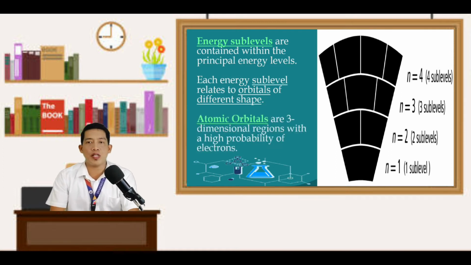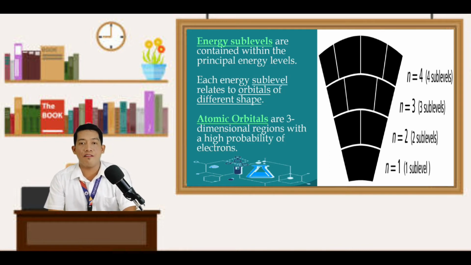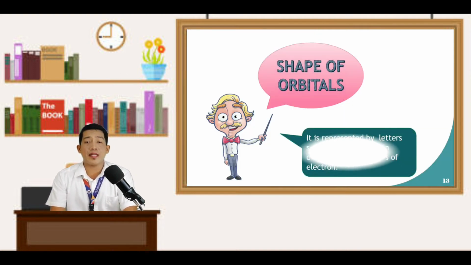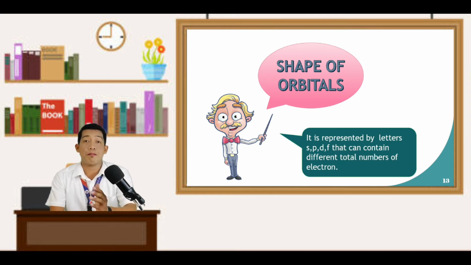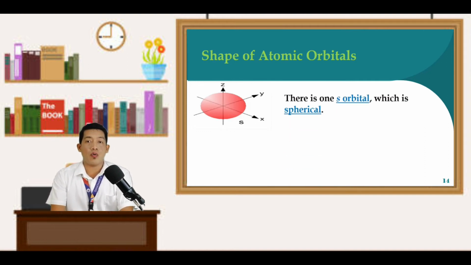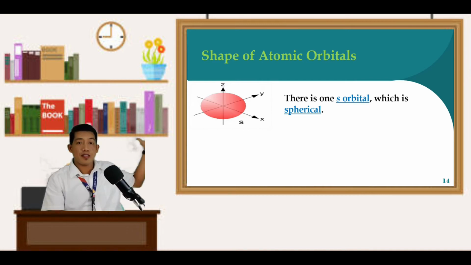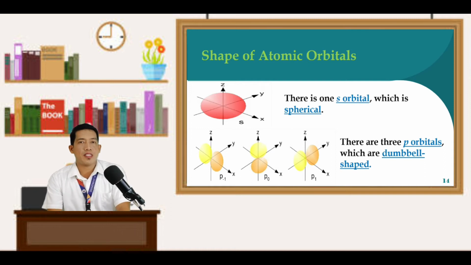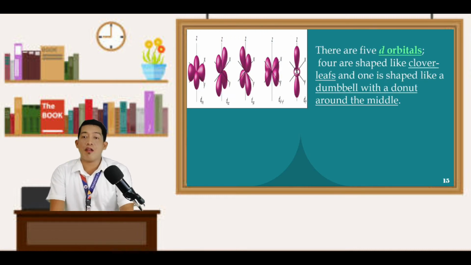Atomic orbitals are three-dimensional regions with a high probability of finding electrons. The shape of orbitals is represented by letters, namely S, P, D, and F, that can contain different total numbers of electrons. There is one S orbital, which is spherical, as you can see on the diagram. For p orbitals, there are three p orbitals which are dumbbell in shape. There are 5 d orbitals. 4 are shaped like clover leaves, and 1 is shaped like a dumbbell with a donut around the middle.